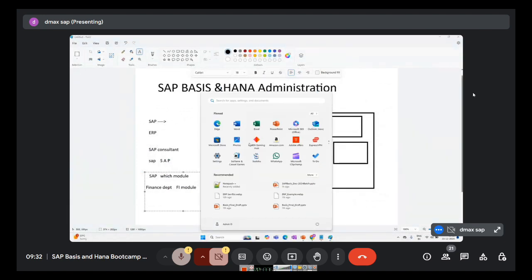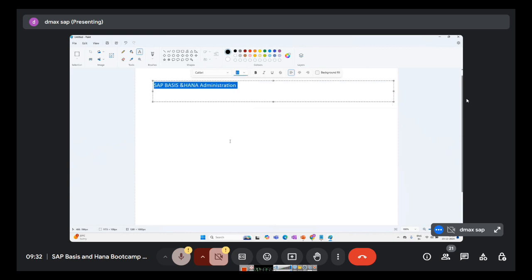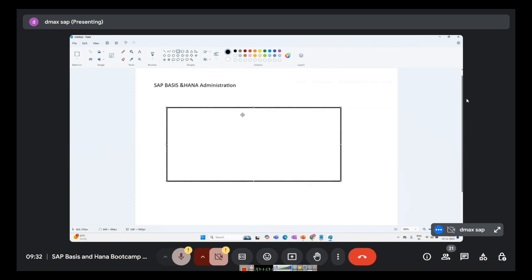Maybe you can get a doubt. I'm going to discuss SAP Basis and HANA administration, but why are all these coming? Maybe I'll explain in a simple way. Why are we discussing all this? If we consider this is a SAP business, which will have so many modules, which we discussed till now.